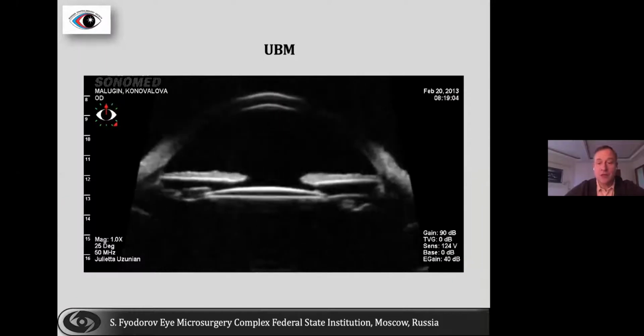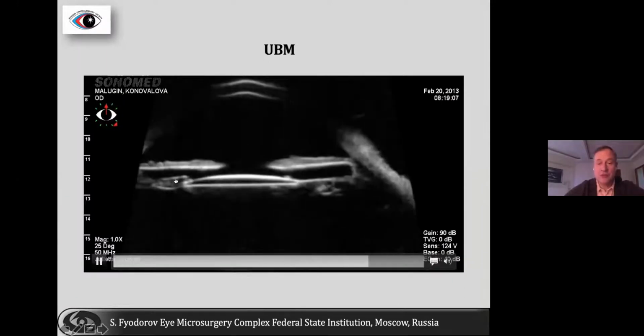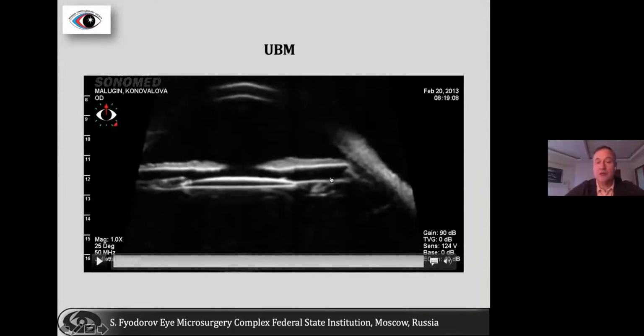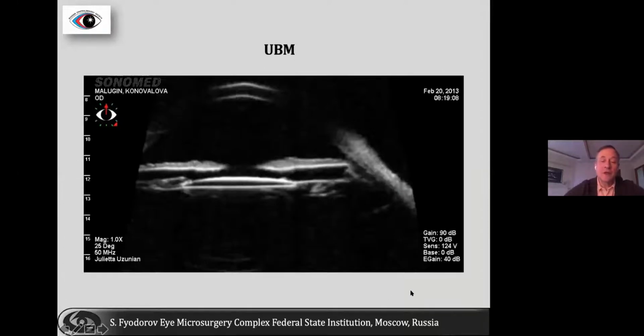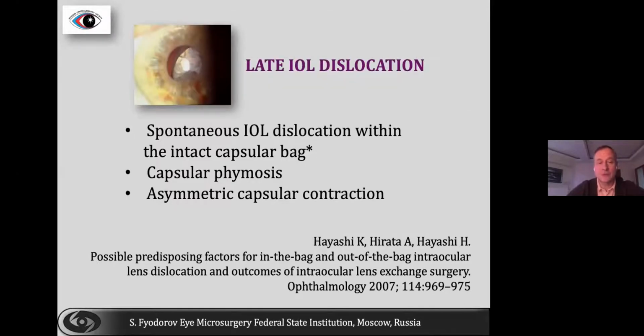This is UBM after the surgery, and we again see both optical elements are located properly. There is no contact in between the optical elements and the posterior surface of the iris here and here, proving that there is no risk of any bleeding or hemorrhage as a result of that contact.